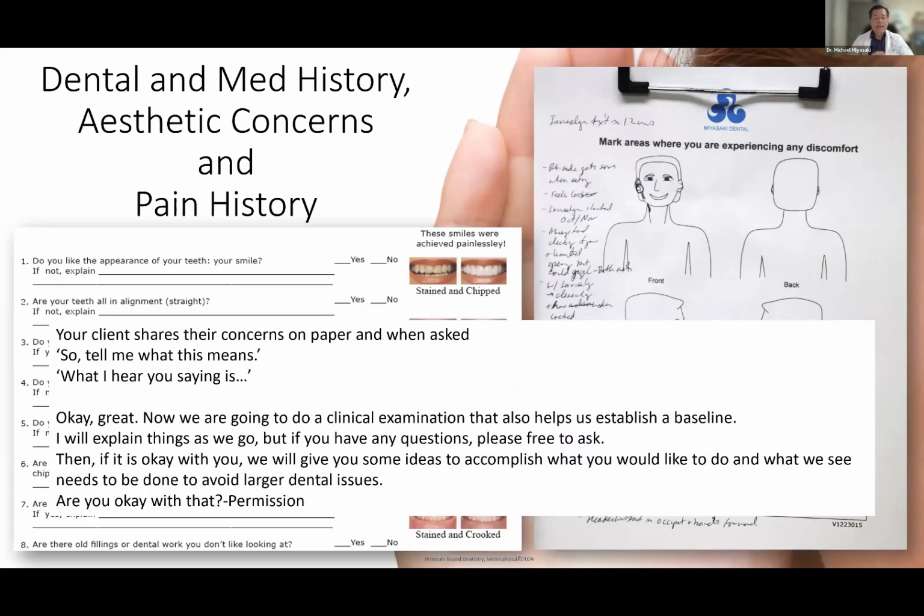And when they fill out these paper forms, all I do is say, well, it's very nice to meet you. I'm glad that you're here. So I see on these forms that you've checked off that you get headaches or you don't like the appearance of your smile. So tell me more about that. And they'll tell you, well, my teeth are worn or they're crooked or they're dark or I wish they were whiter. So I go back in and just say, okay, so what I hear you saying is that you would like to do whatever XYZ.